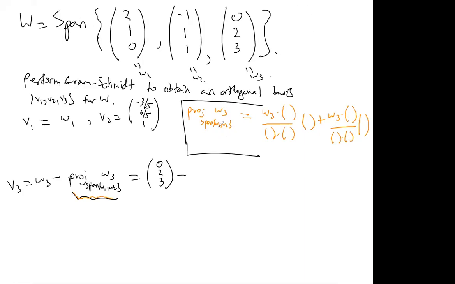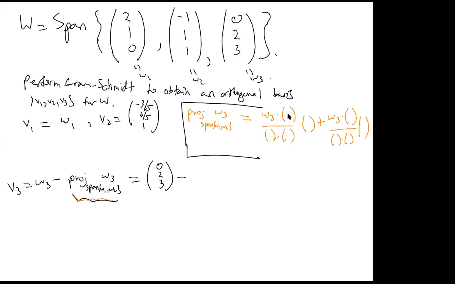So we don't want to plug in W1 and W2 though, because remember the orthogonal projection needs to be projected onto an orthogonal basis. W1 and W2 are not orthogonal, so we need to plug in V1 and V2. So here, V1 is 2, 1, 0. And then we plug in V2 here, V2, V2, V2.